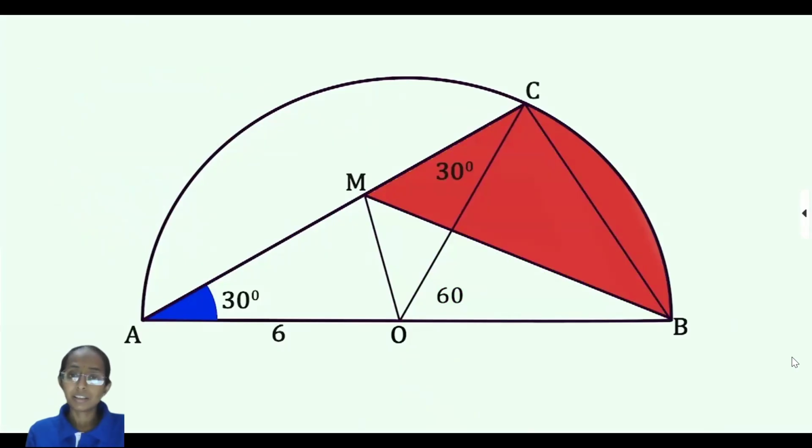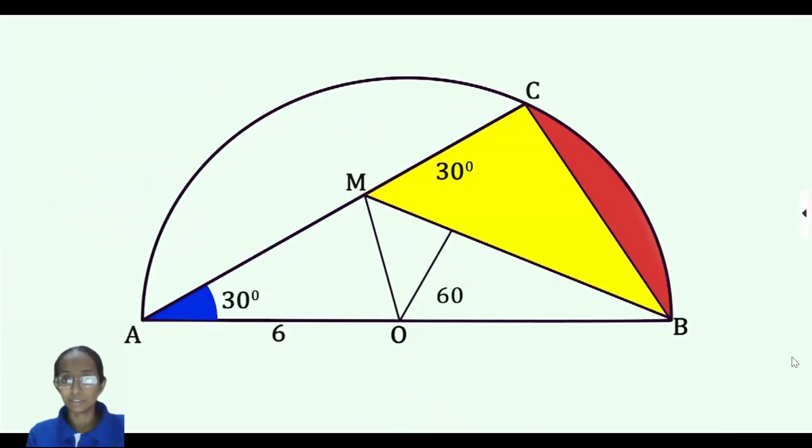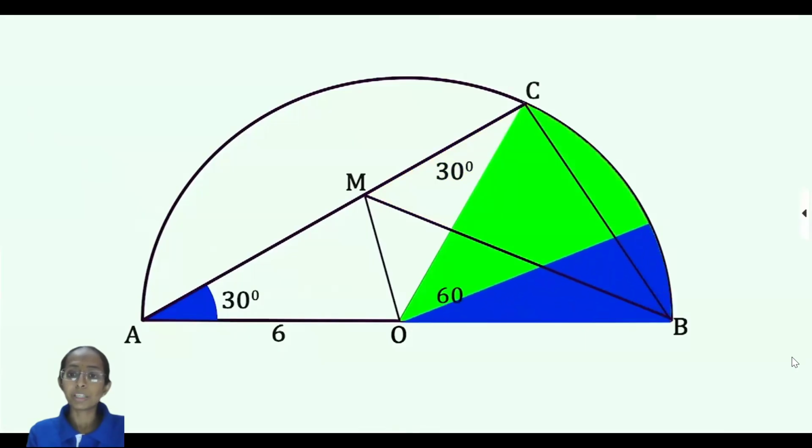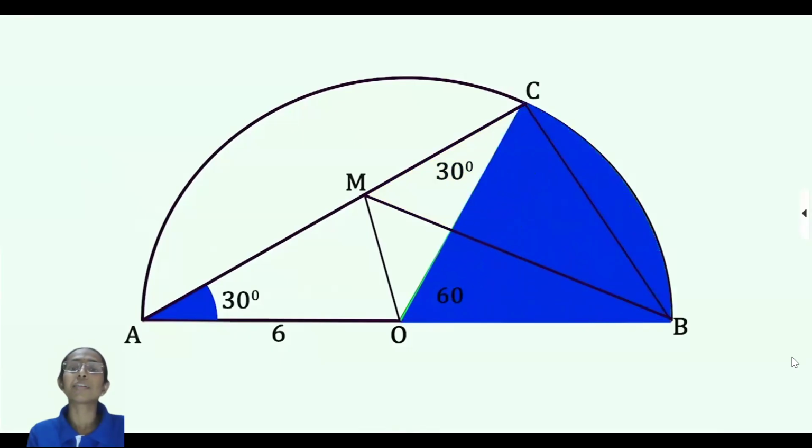Now we can find this red region as triangle MBC plus the segment on BC. But the area of triangle MBC is equal to the area of triangle OBC. So we can find this complete area by finding the area of sector OBC. This whole area of sector OBC is equal to our red region only. So what is the value of the sector OBC?